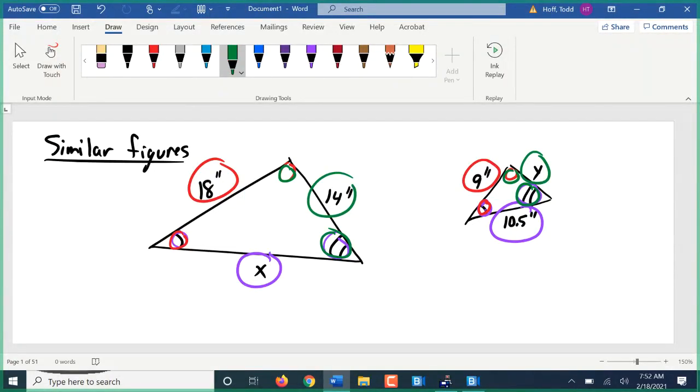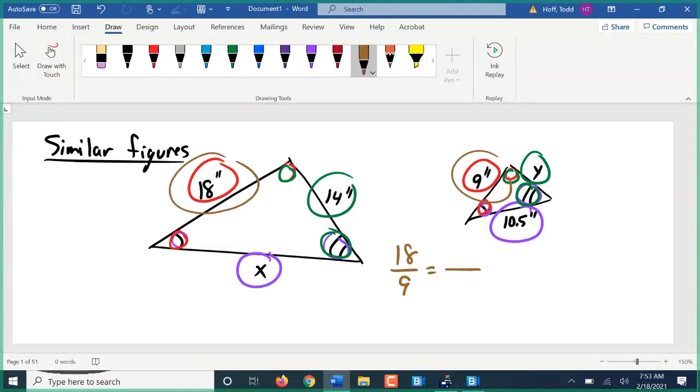Now, to find the missing sides, we have to have one set of corresponding sides where we know both angles. And here we do have that. That is the 18 and the 9. So that is the first ratio in my proportion. I know that the 18 and the 9 compare to each other.